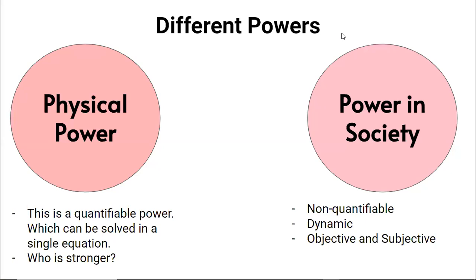There are different powers in the society. Okay? There is a physical power, which is a quantifiable power. It can be solved in a single equation. It answers the question, who is stronger? But the power in society is non-quantifiable. It is also dynamic, and it can be objective and subjective at the same time.